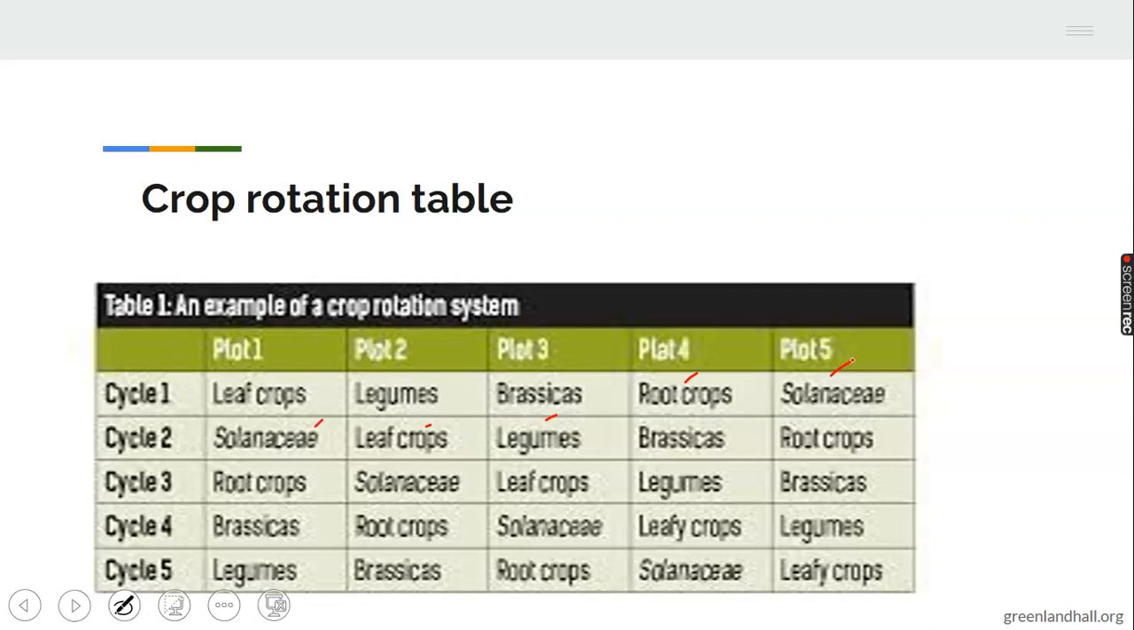So in practicing crop rotation, follow the principle which states that deep-rooted crops are planted alongside shallow-rooted crops. You don't plant a deep-rooted crop with a deep-rooted crop. Take note of that. It's very, very important for you to know the principles of crop rotation. Please take note that deep-rooted crops are planted alongside shallow-rooted crops.